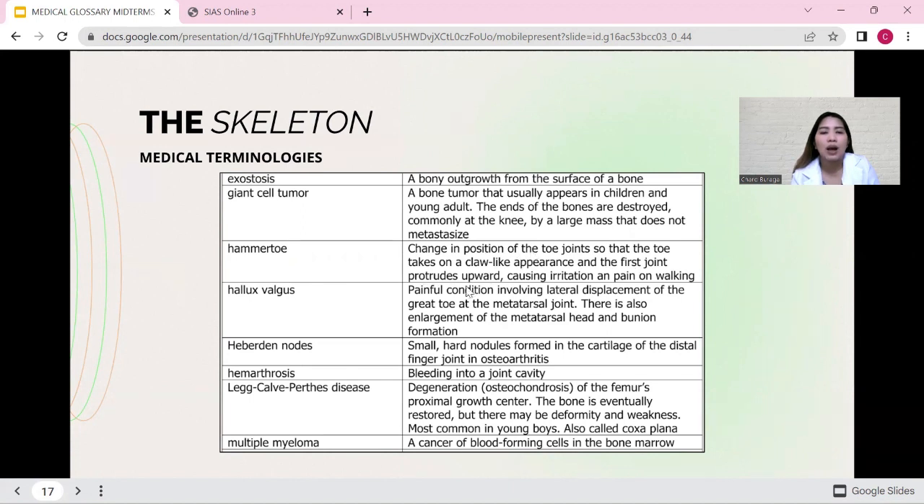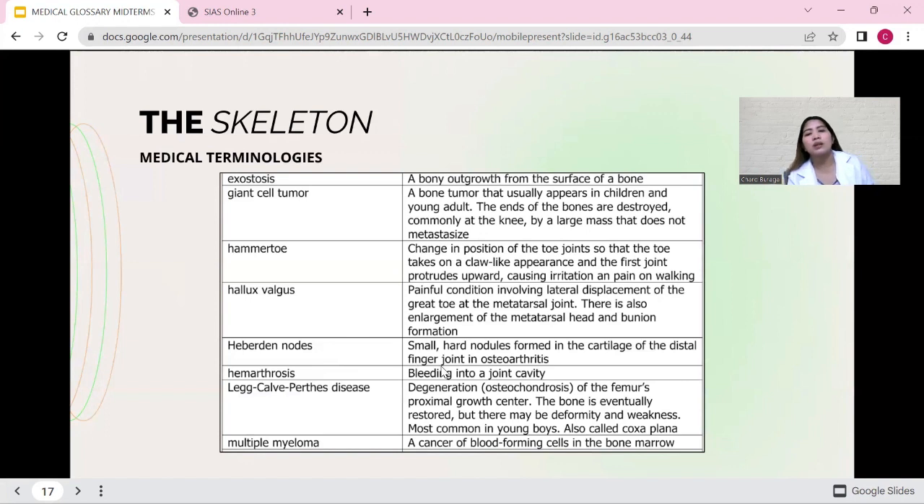Hallux valgus. Hallux, pag sinabing hallux, dito yung kung saan kayo... ito yung pinakamatigas sa lahat ng buto na kaya niyang hawakan ng buong katawan. Okay? Yan yung nandito sa malapit sa ankle, pinakababa ng sole natin sa dulo. Yon. So, painful conditions pag ang hallux valgus, pag nagkaroon ng lateral displacement dyan, masakit.